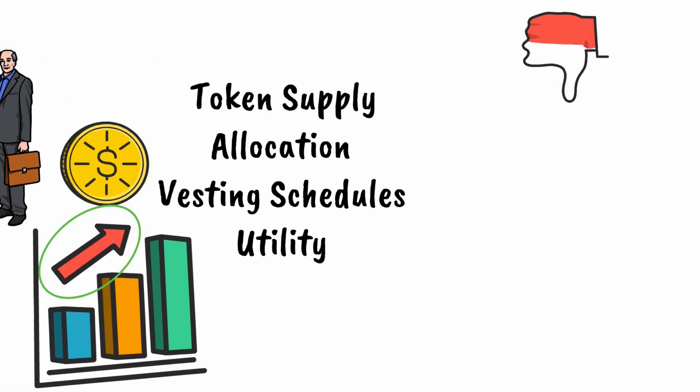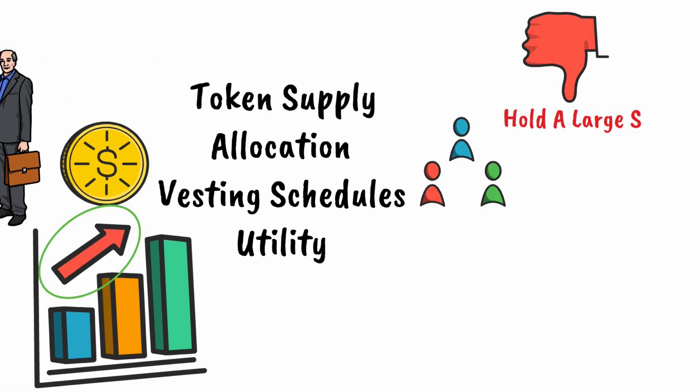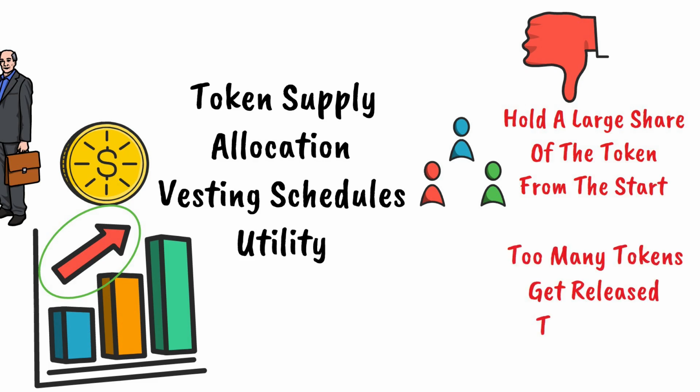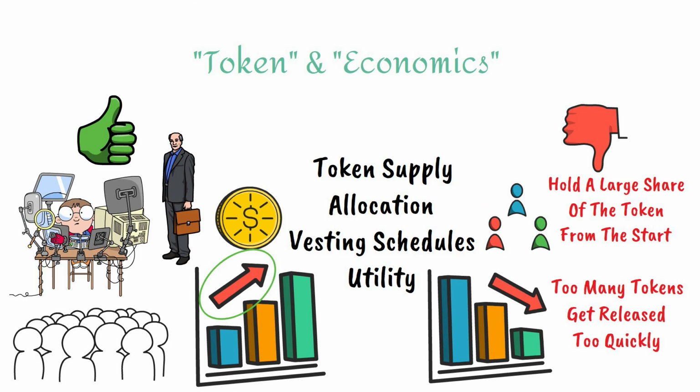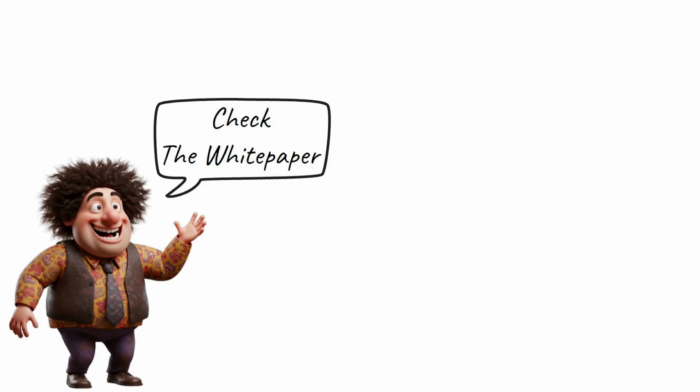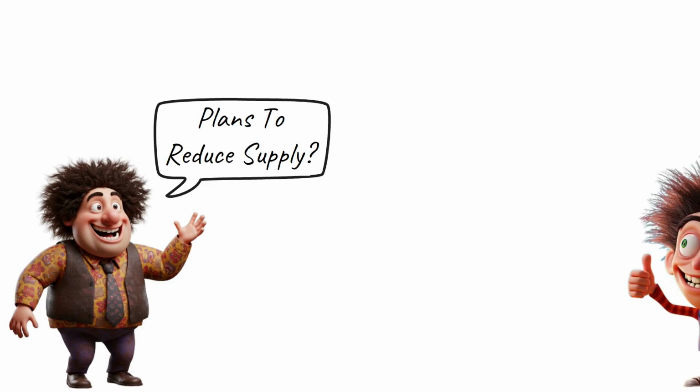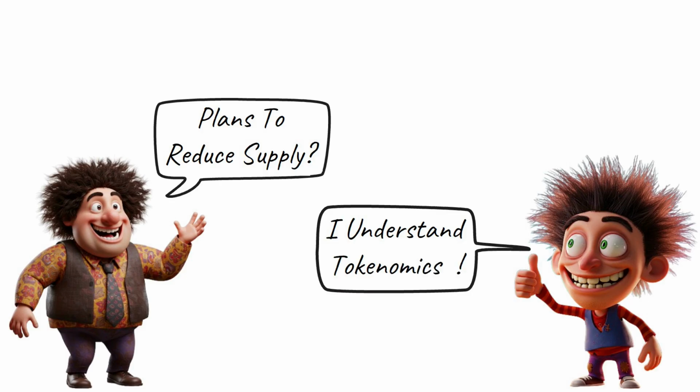But bad tokenomics, that's when a few people hold a massive chunk of tokens from the start, or when too many tokens get released too quickly. That can crash the price and destroy trust in the project. So, when you look into a new crypto, check the white paper. That's like the project's blueprint. See who owns the tokens, how they're being released, and whether there are any plans to reduce supply over time. If you understand the tokenomics, you're way less likely to fall for a bad project.